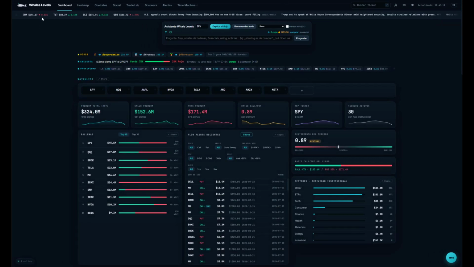There are several elements here. Main menu with the dashboard, the heat map, contracts, the social area, the trade lab, the scanners, the alerts, and the time machine. Let's start with the dashboard.